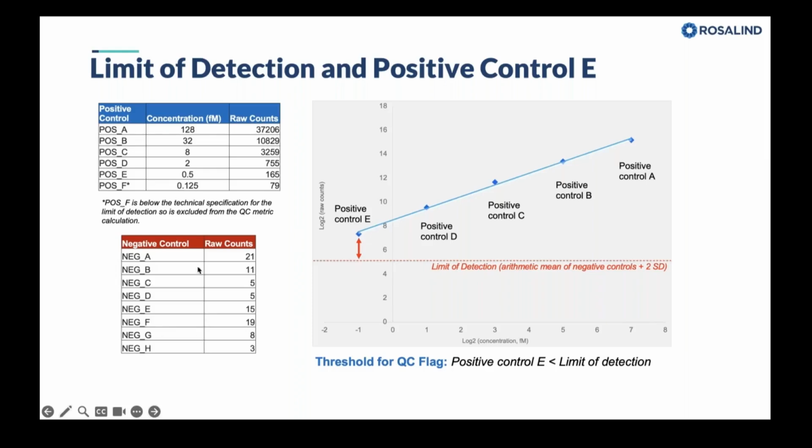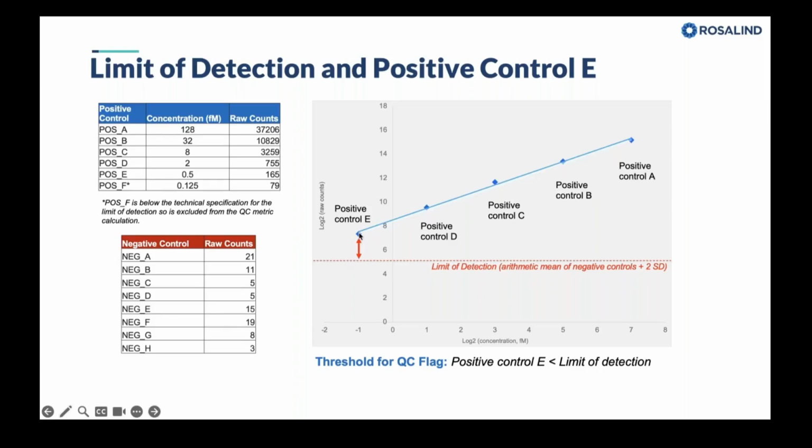In this hypothetical sample, we have 8 negative controls. We take the average of the negative controls and add 2 standard deviations, and that's what we define as our limit of detection, the red dotted horizontal line. So if positive control E is higher on the y-axis, above this dotted line, then we pass the metric. Sensitivity is good, the assay is performing as expected at a technical level.